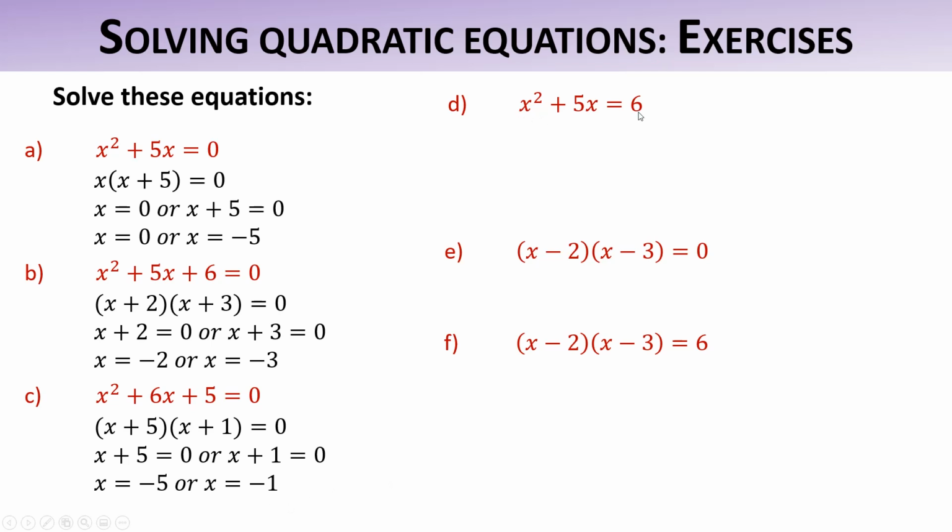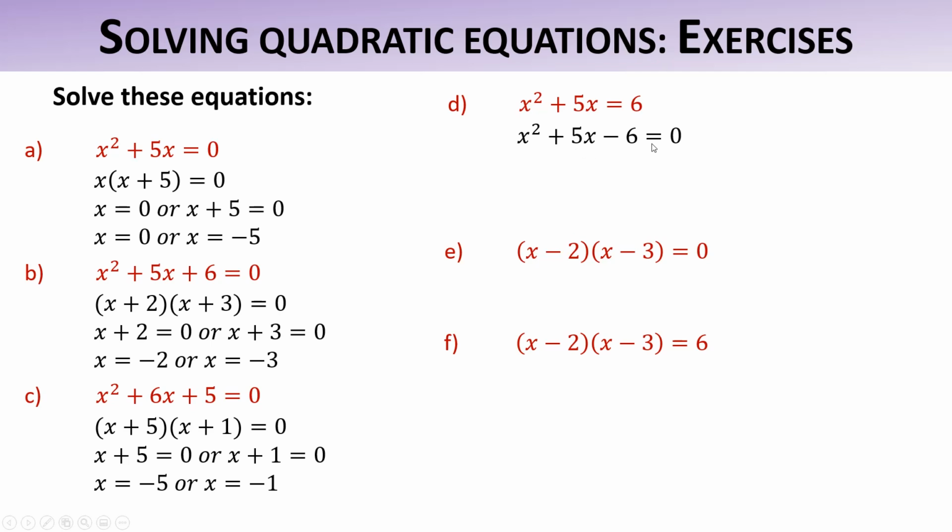Here the right-hand side isn't equal to 0 yet, so we'll have to subtract 6 on both sides in order to make it 0. x squared plus 5x minus 6 is 0. We need to use the sum product method again. So we're looking for two numbers whose sum is 5 and whose product is minus 6. This is a negative product, so that means we're looking for a negative and a positive number. And the positive number has to be bigger because the sum is positive.